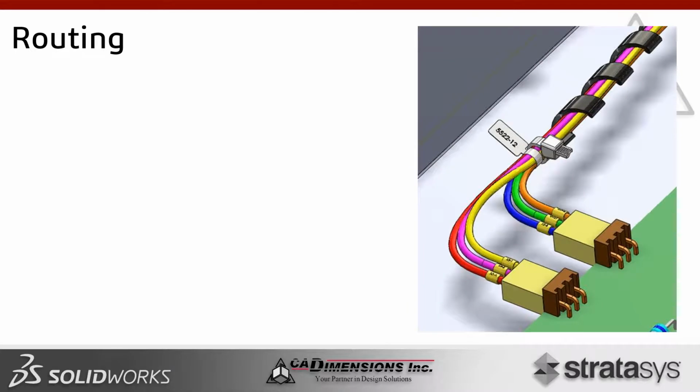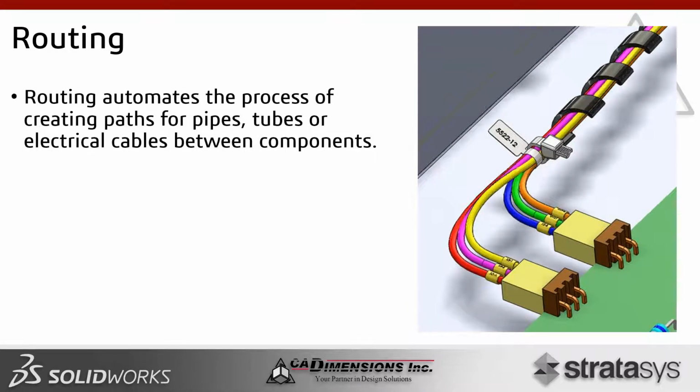So now let's talk about routing. Routing basically automates the process of creating paths for pipes, tubes, or electrical cables between components. You can specify your components, and routing goes through and creates those either electrical wires or pipes and tubes to be able to give you exactly what you need.